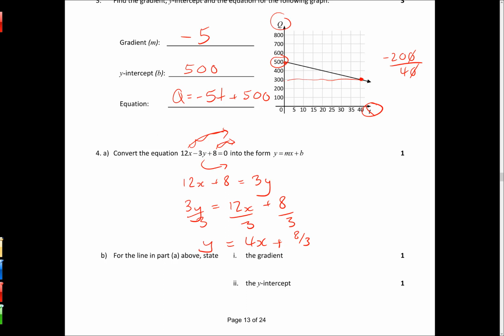So for this line above, the gradient was the 4. The gradient's always multiplying the x. Remember, the gradient isn't 4x. The gradient is the number times the x. And the y-intercept is whatever number was without the x. I don't have to write the plus, but I know it's a positive 8/3.